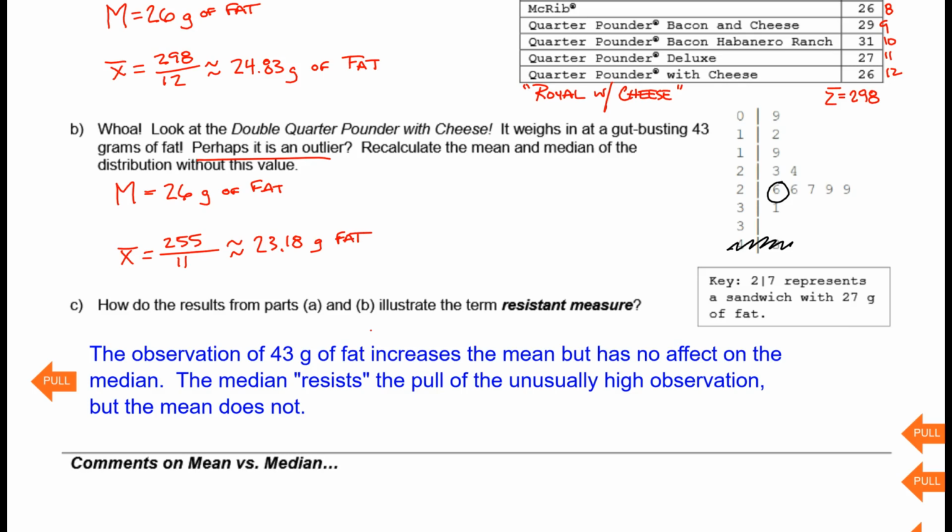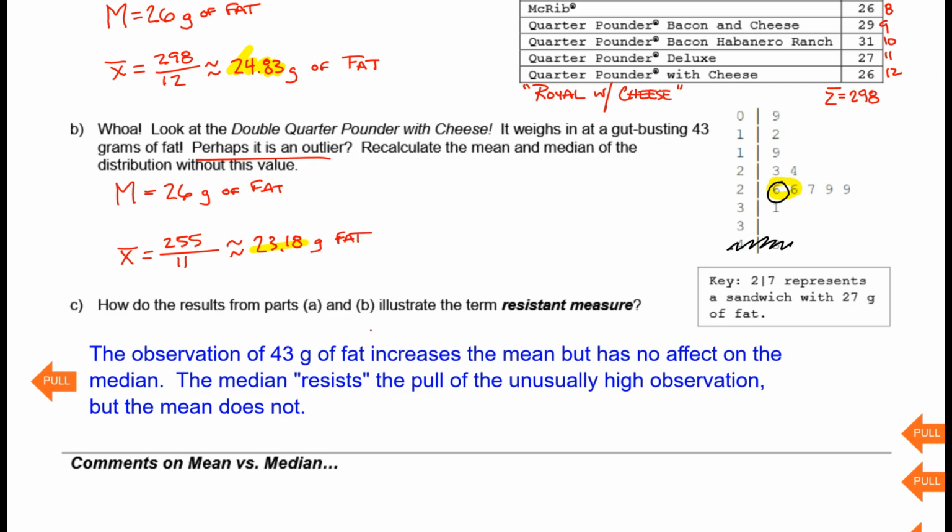Okay, let's talk about this real quick. The median had no effect whatsoever when we removed the 43. That doesn't mean if you remove a high observation, it'll never have an effect on the median. Just in this case, it didn't, because again, I had those two values of 26 right in the middle there. So when I removed that high one, I still had a median of 26. But again, let's look at the mean. We went from 24.83 grams to 23.18, and that's over a full gram of fat difference. That high fat sandwich made the mean look worse than it was without that high value.